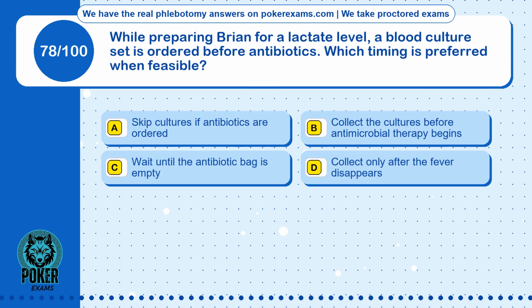Question 78. While preparing Brian for a lactate level, a blood culture set is ordered before antibiotics. Which timing is preferred when feasible? Option A. Skip cultures if antibiotics are ordered. Option B. Collect the cultures before antimicrobial therapy begins. Option C. Wait until the antibiotic bag is empty. Option D. Collect only after the fever disappears.